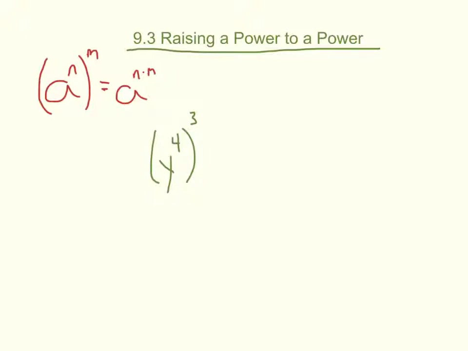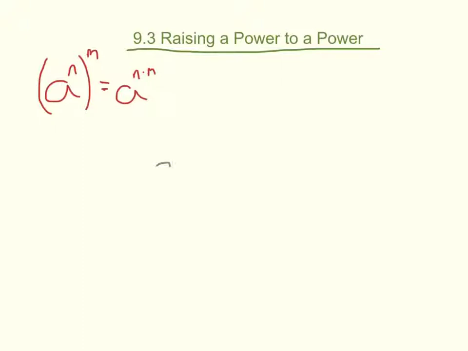Okay, base stays the same, so I have y as my base. I'm going to take the two exponents and I'm going to multiply them. 4 times 3, so it's y to the 12th. So far so good? Alright, let's try a different one. A little bit of a curveball here. Let's try it with a negative exponent, see what happens.